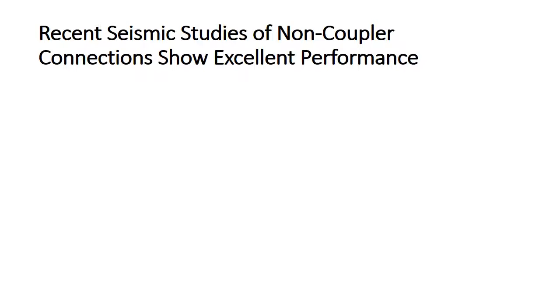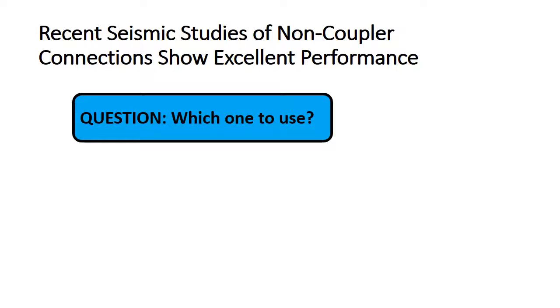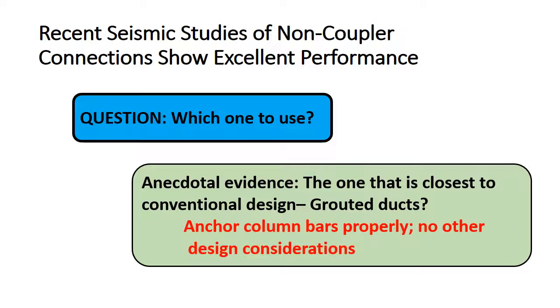There have been studies on non-coupler options, and we have found that we are able to accomplish excellent performance. And what is meant by excellent is we are able to match the overall performance that we would see in a conventional cast-in-place column. The question is, of these options within the non-coupler cases, which one would we want to use? There is some evidence that engineers are moving towards using grouted ducts. This is because this detail is the closest detail to conventional reinforced concrete construction.